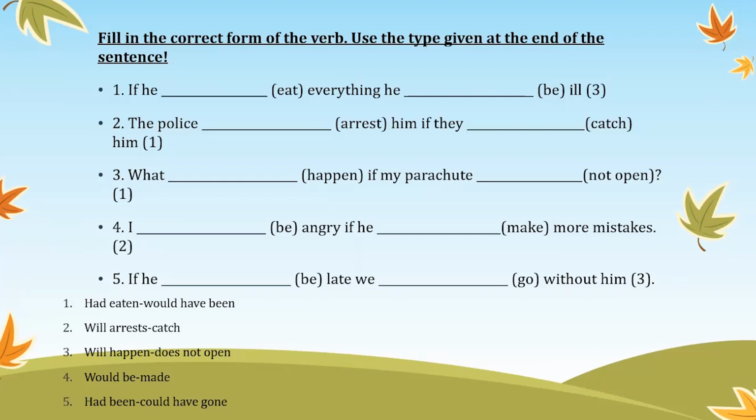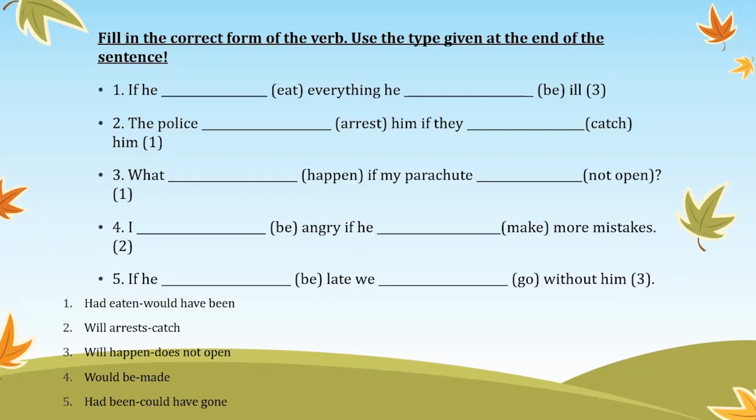Second one, you're going to use the first conditional. So the police will arrest him if they catch him. So it's easy. And of course, if clause, it's coming after the main clause. Don't get confused about that. You can use the if clause either at the beginning or at the end of the sentence. It's not a problem at all. But remember which tense you're going to use for each clause.